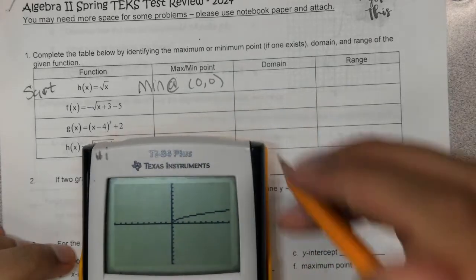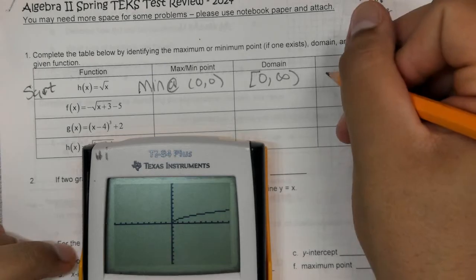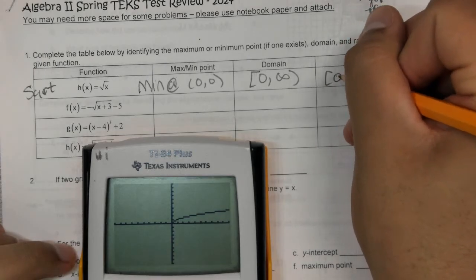For the domain, that would be bracket 0 to infinity. Again, we use a bracket because the 0 is included. Same thing with the range, 0 to infinity.